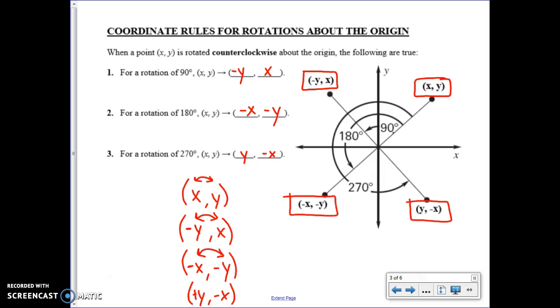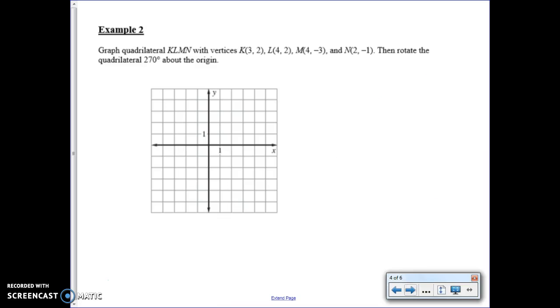Be careful with that negative. Notice I'm saying opposite because if it was positive, it becomes negative. If it's negative, though, it becomes positive. So it's just the opposite. In this case, it just goes back to regular Y. So that's just a way to help you memorize that rule. We can talk about that in class as well.